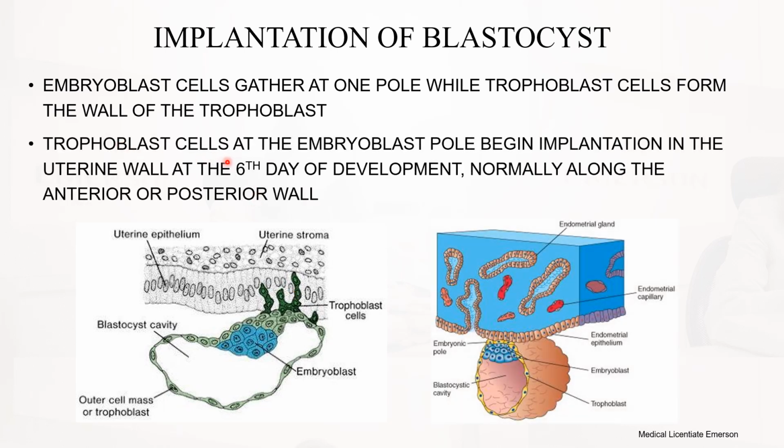The trophoblastic cells at the embryoblast pole begin implantation in the uterine wall at the 6th day of development, normally along the anterior or posterior wall. So this is what we are saying. Here is the embryoblast, and on the other side we have the trophoblastic cells invading the uterine wall, as we have seen, and this is occurring at the 6th day of development. It can occur on either the anterior or the posterior aspect. But this is the implantation of the blastocyst.